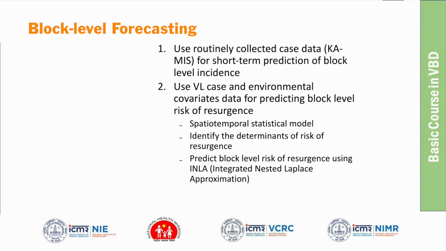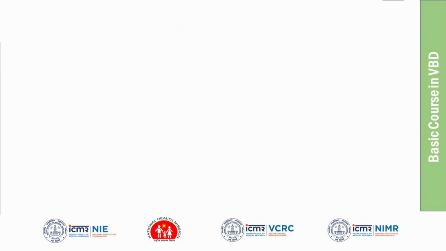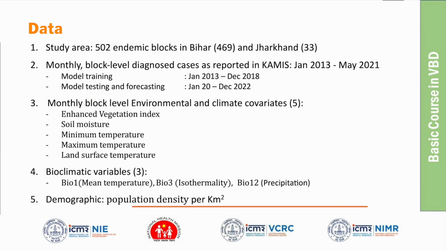For this purpose, we use the data from routinely collected VL case data from CAMIS, Kalasar Management Information System, for short-term prediction of block level incidence. And secondly, we use VL case and environmental covariates data for predicting block level risk of resurgence. So we use a spatial statistical model, and we identify the determinants of risk of resurgence, and finally predict the block level risk of resurgence using an integrated nested Laplace approximation. I'm not going to say much about these technical aspects, just the data and then the results I'll be showing.